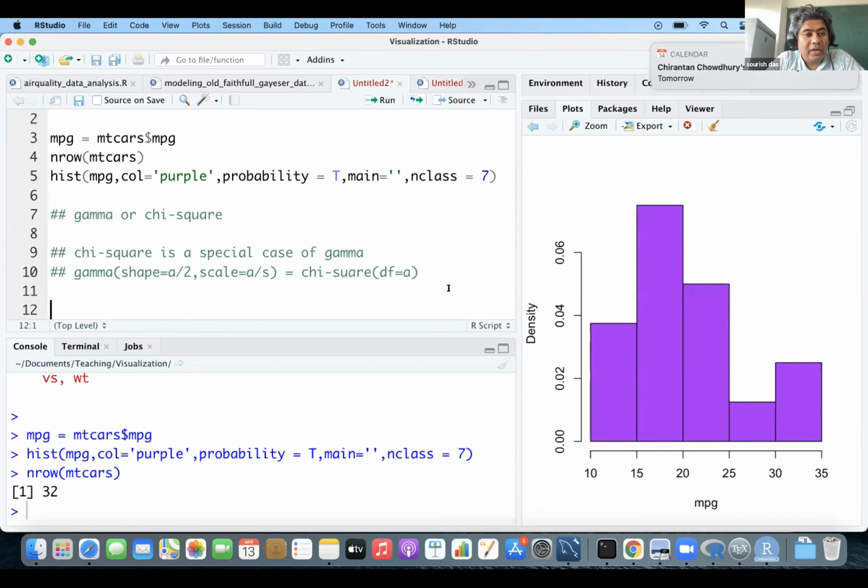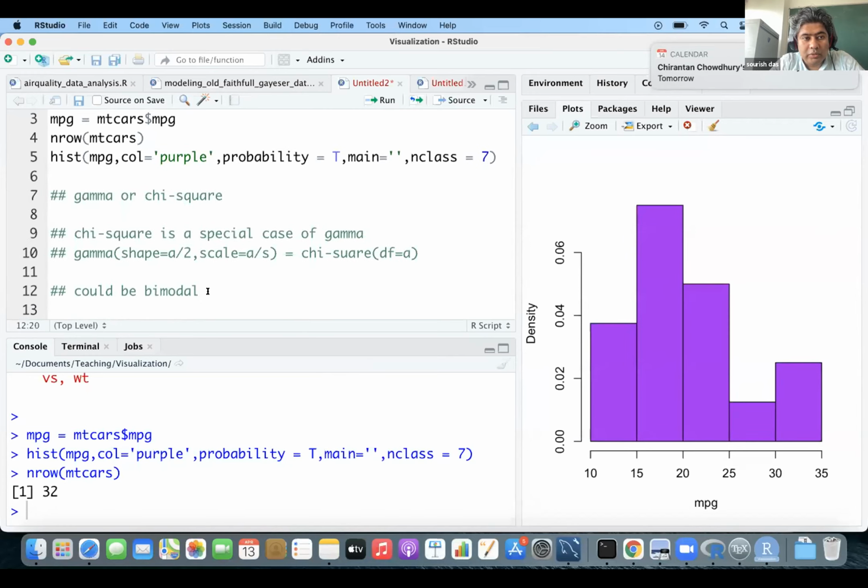Any other? Some other combination of two probability distributions, because there seem to be two peaks, one between 15 and 20 and another between 30 and 35. It could be bimodal. Okay, bimodal.